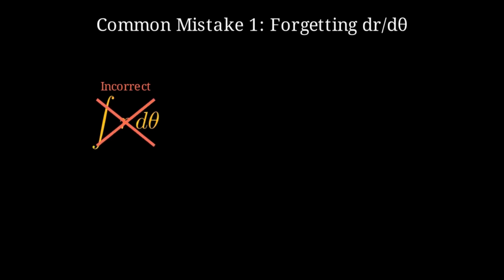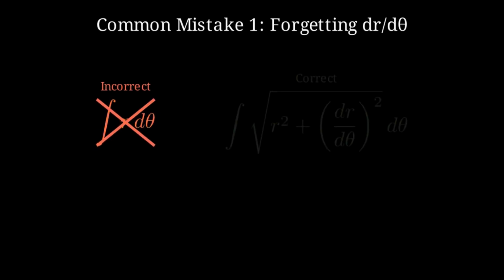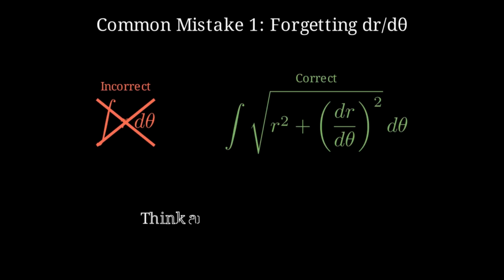The most common mistake is confusing the arc length of a curve with the arc length of a circular sector. The simple formula s equals r theta only works if the radius is constant. For any changing radius, you must include the dr d theta term to account for the radial movement.